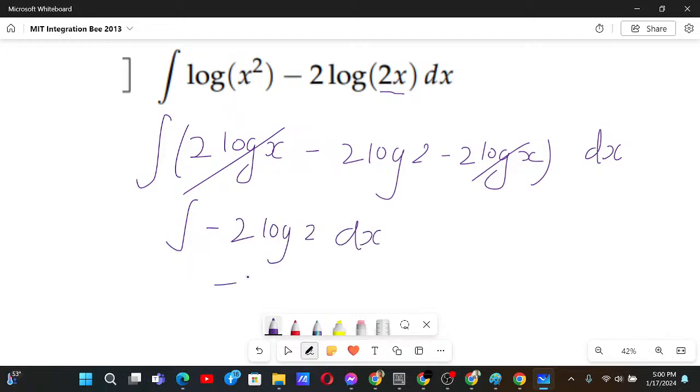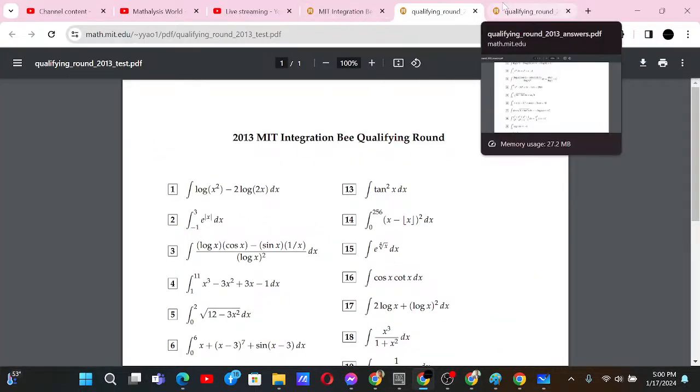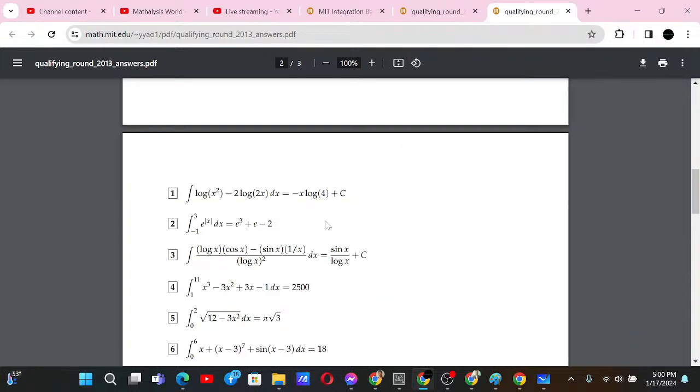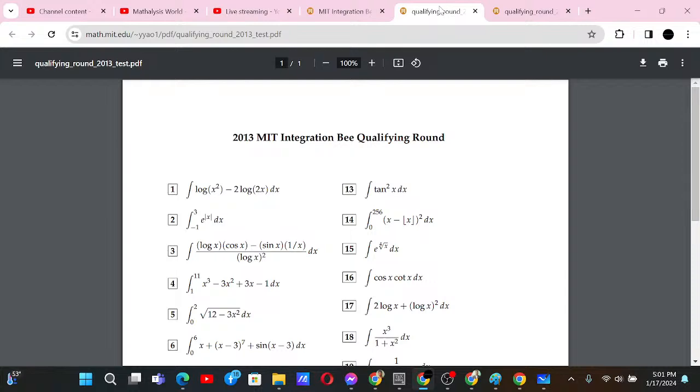Now this is just minus log 4, which is a constant. The 2 can go here and become an exponent, and we will just have x. So plus c. The answer is minus x log 4 plus c. Yeah, that's the answer. If we check the answer, there's minus x log 4 plus c. Now let's go to the next problem.